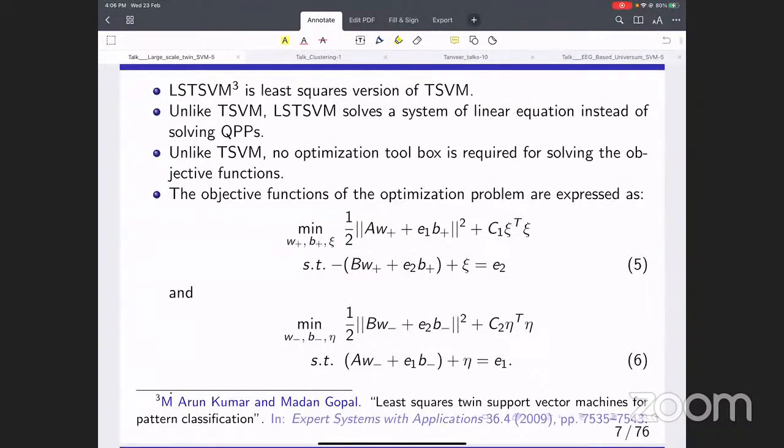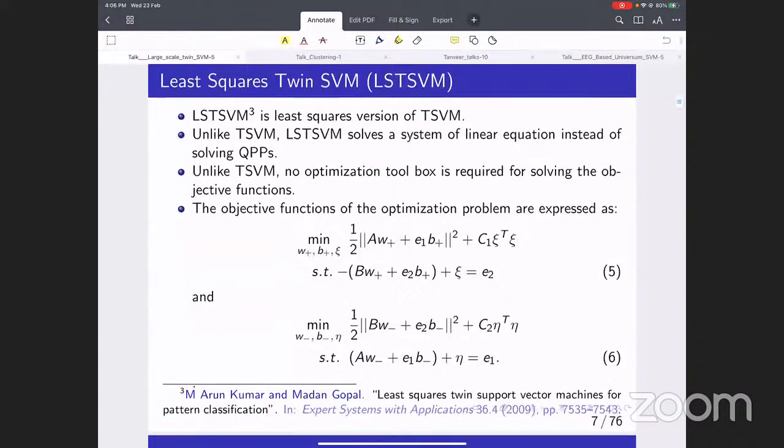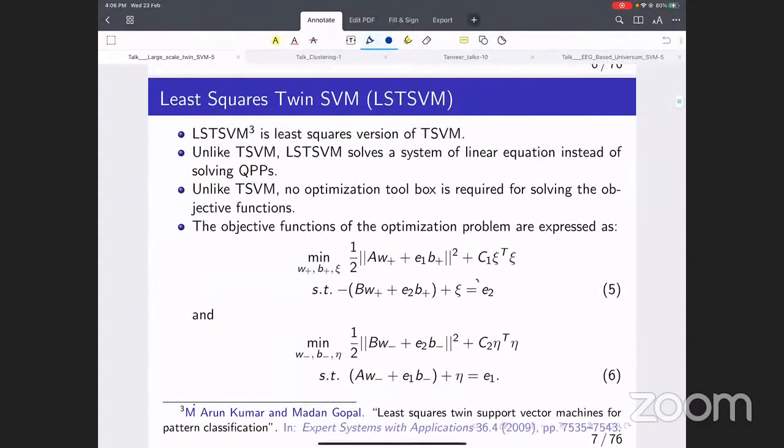So first I'll discuss a very basic and old algorithm, least square twin SVM. If we compare with the simple twin SVM, the only difference is that in place of inequality, we have equality here and here, and no condition on xi and eta. In twin SVM, xi and eta are greater than or equal to 0. This condition is not here, and inequality is replaced with equality. This is the only difference.